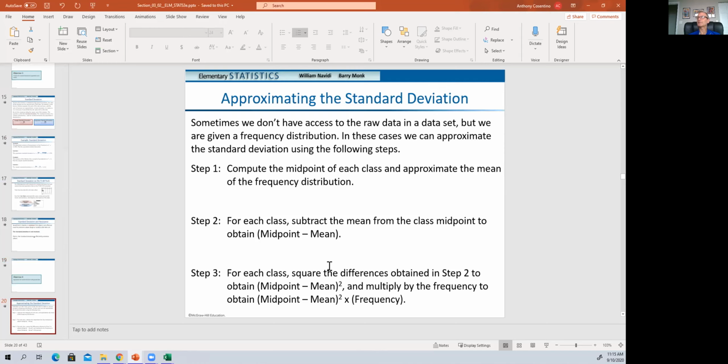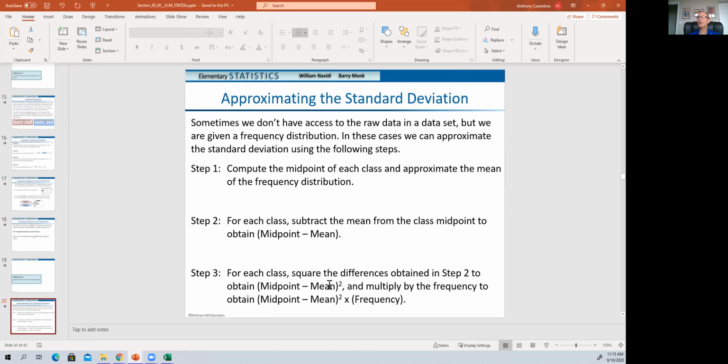And so the book has an outline of the different steps. We've already done a couple of these, right? Compute the midpoint and then compute the mean. We showed you that in section 3.1. And so now the strategy is that you do the midpoint minus the mean. The midpoint you can think about as the data set, right?